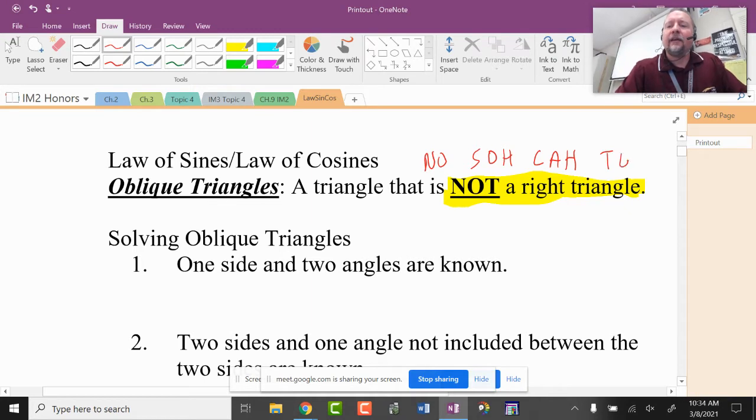And I know we've kind of jumped back and forth between the SOHCAHTOA triangle and then that CIRCIX or TIX triangle with the unit circle and all that.